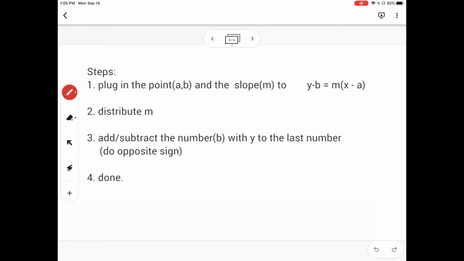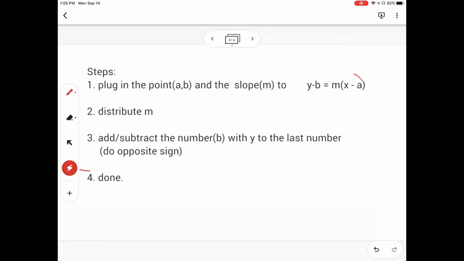These are the steps you're going to follow to write an equation. It'd be a really good idea to pause the video right now and write these steps down. They're going to help you out later. First, you're going to plug in the point, which is (a, b), and the slope, which is the m, to this formula here: y minus b equals m times x minus a. So you're going to plug in the point and the slope to this formula.